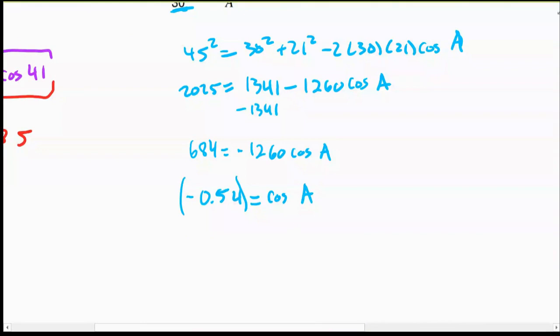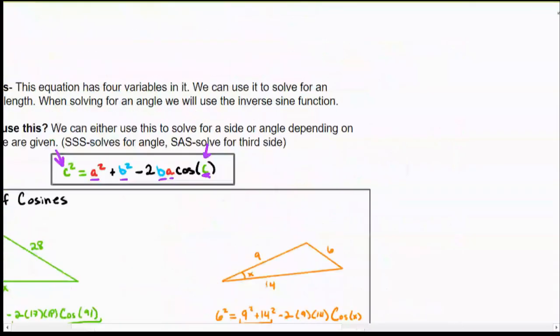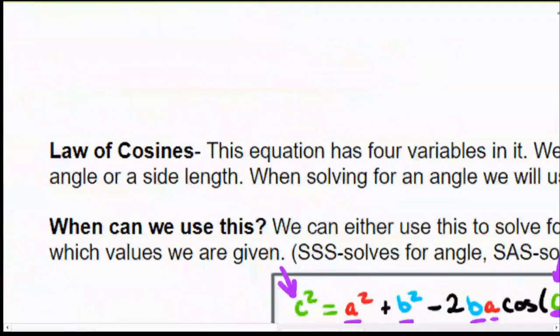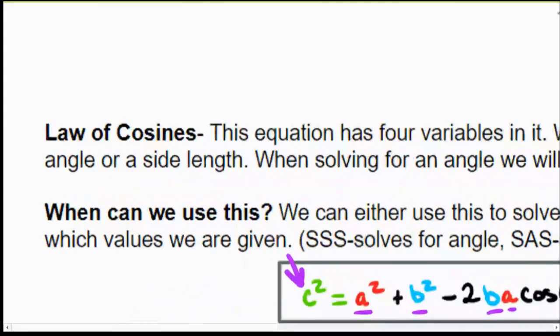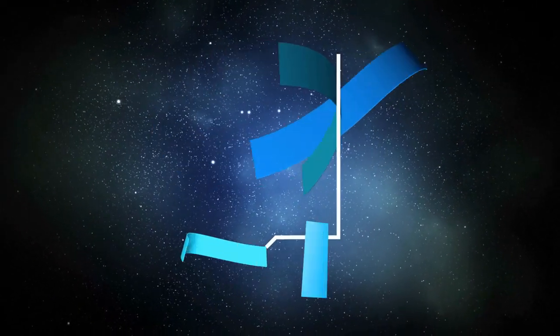When I plug that into a calculator, I end up getting my angle is equal to 122 point, I'll call it 9-ish as my angle. So again, be careful, because I was writing sine instead of cosine. But if we look back on this, it's called the law of cosines. So make sure you don't make that mistake like I did.